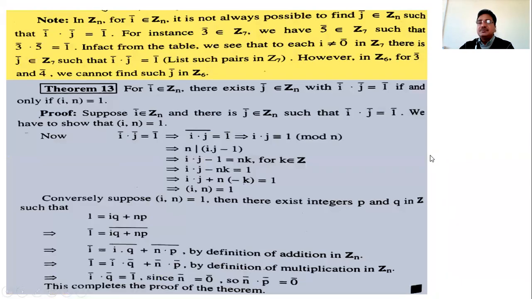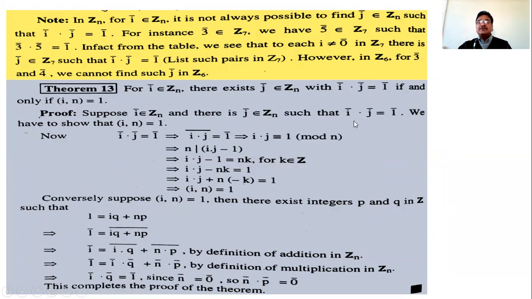In the second part, assume Q and prove P. So here is our assumption. Suppose for I bar in Zn, there exists J bar in Zn such that I bar into J bar is 1 bar. This is our assumption. And what do I have to show? The greatest common divisor of I and n is 1. We have to show that the greatest common divisor of I and n is 1. This is part 1.